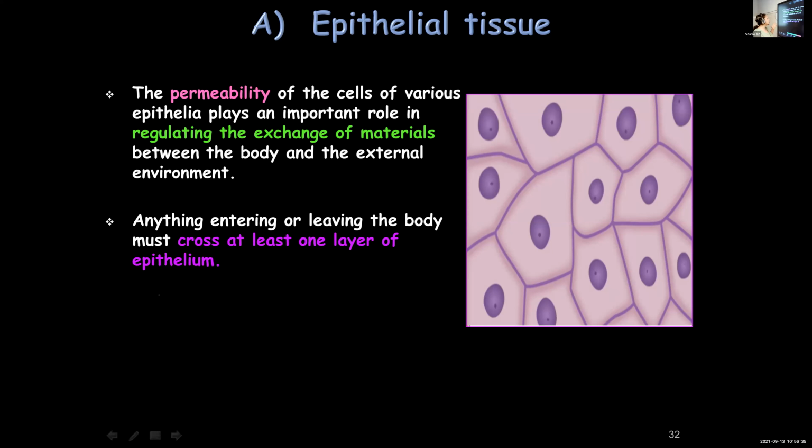Anything entering or leaving the body, any particle or any substance which is entering our body and going out from the body, should pass through at least one layer of epithelium. So if anything has to enter or leave our body, it has to pass through the epithelial tissue. At least one layer of epithelial tissue it has to cross.